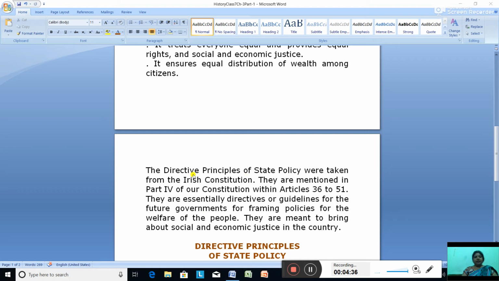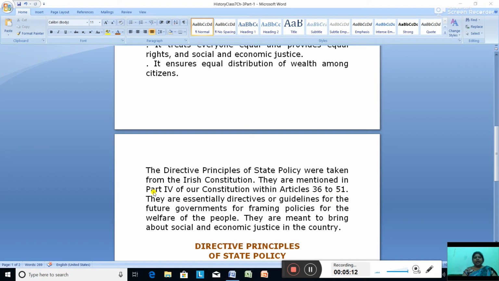The idea of directive principles of state policy was taken from the Irish constitution. That means in the world only two countries' constitutions have directive principles: one is Ireland, another is India. Directive principles are mentioned in Part 4 of our Constitution, within Articles 36 to 51.